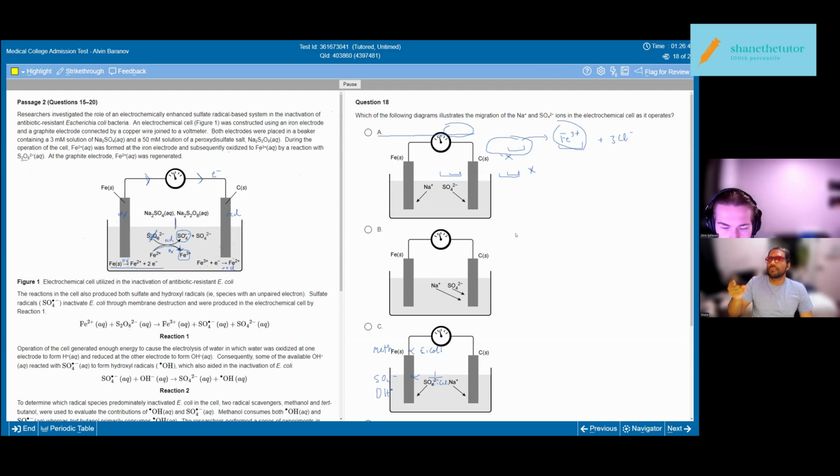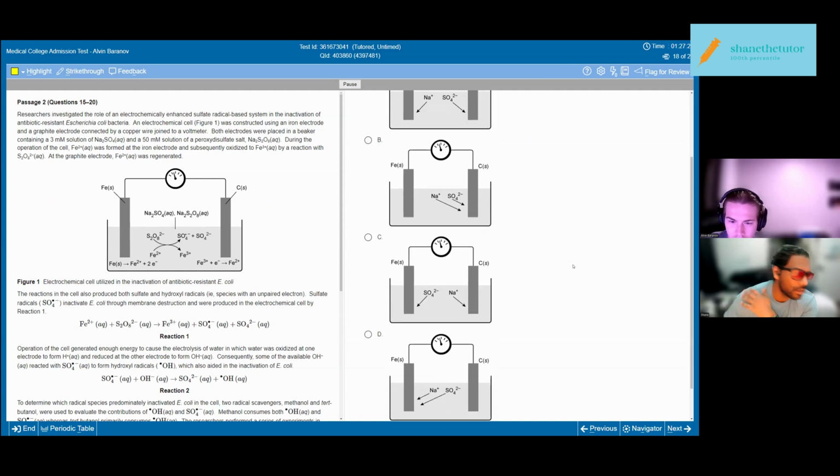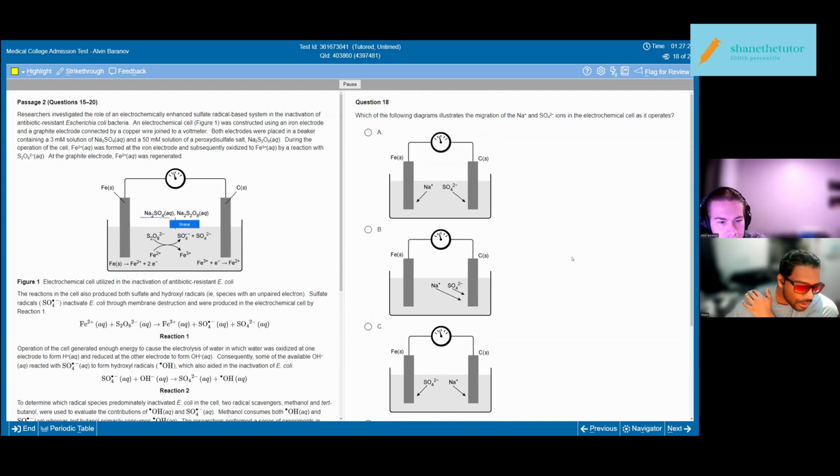Next is this. The migration of sodium and sulfate ions in an electrochemical cell as it operates. So the sulfate ion can go here.